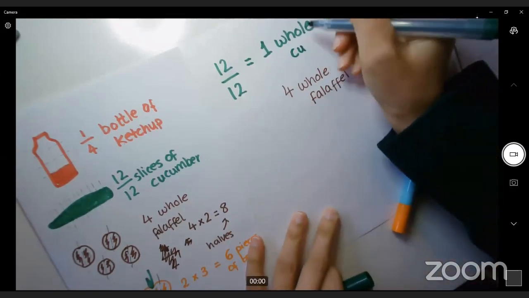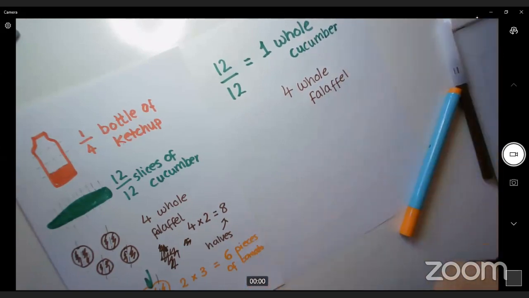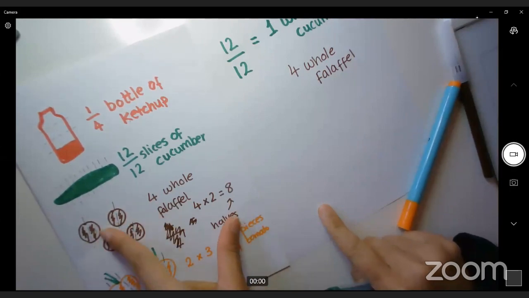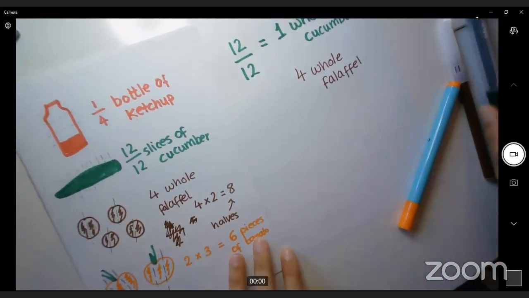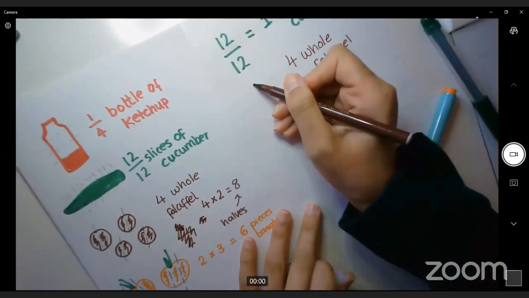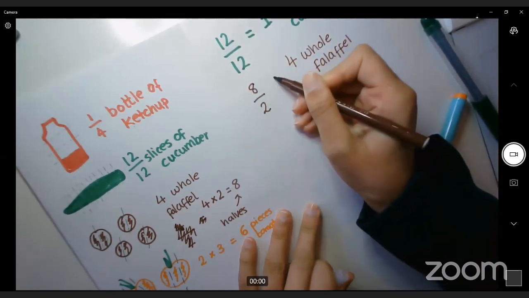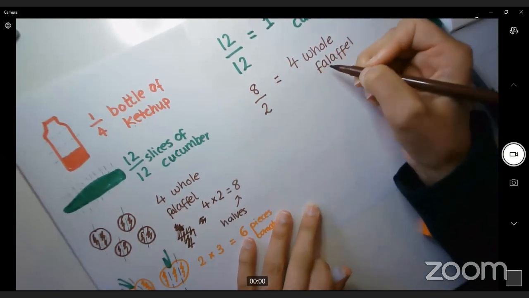So we've got 1 whole cucumber. We've got 4 whole falafels, but these falafels have been divided up into halves. How many halves do I have altogether? I've got 1, 2, 3, 4, 5, 6, 7, 8. I've got 8 halves, so I can write this as 8 over 2, because 8 divided by 2 gives us 4 whole falafels.